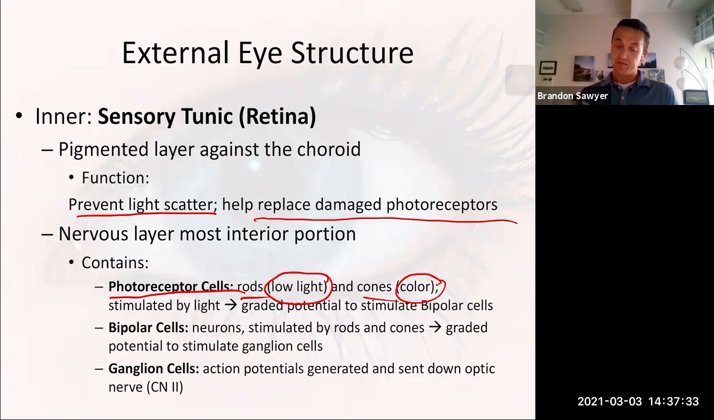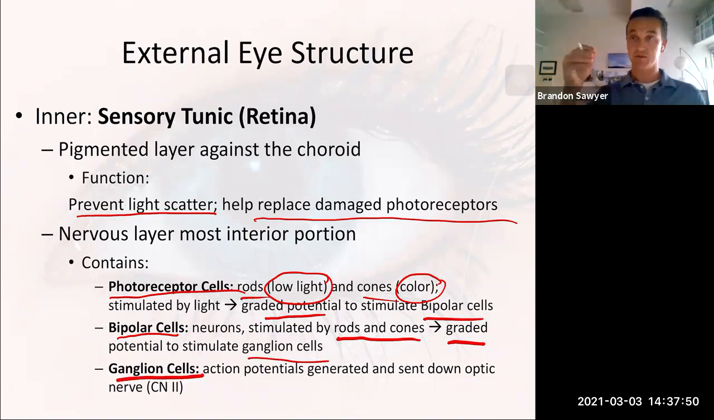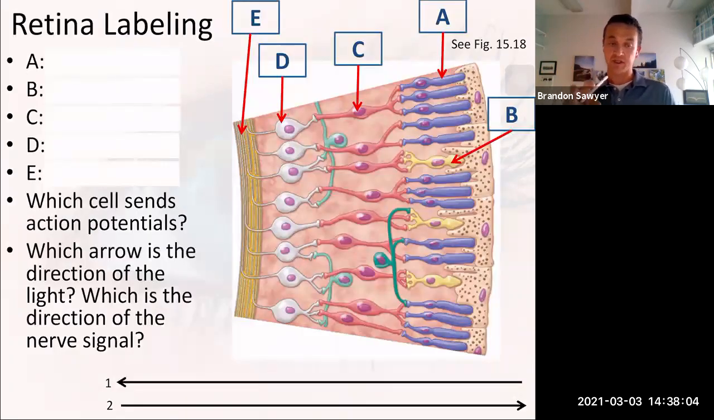When these are stimulated, they produce graded potentials to stimulate bipolar cells, which are next in line. Those bipolar cells are neurons stimulated by the rods and the cones. They send another graded potential to the ganglion cells, and the ganglion cells are where we actually get our first action potential. The axons of those cells make up cranial nerve 2, which is the optic nerve. So we've got three types of cells there. And here's a close-up of the retina and what that looks like.